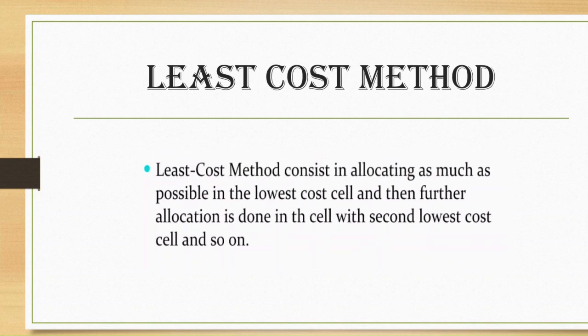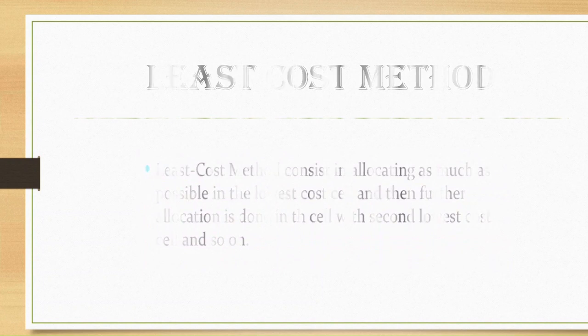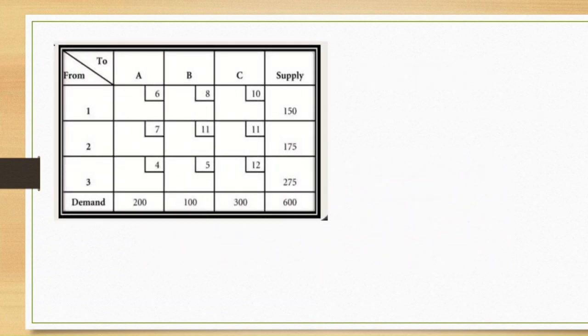So here we'll be looking in the matrix for the lowest cost cell. We'll start with that particular cell which has the lowest cost, and then the process of allocating the units remains the same. You identify the minimum of the demand and supply, and then allocate that many units to that particular cell. So let us consider the same example that we did in the previous lecture.